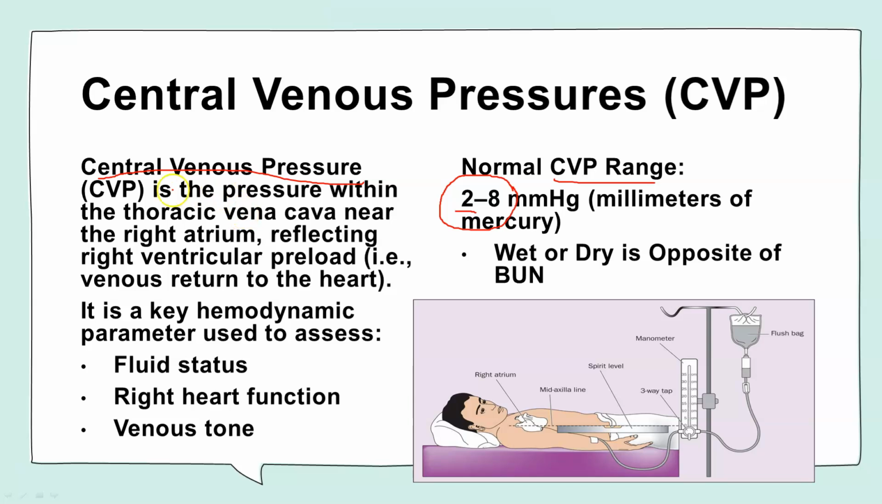Okay. So CVPs, again, they're going to be done mostly in the ICU. They're going to tell us all about the pressures within the thoracic vena cava. It's geared towards pressure specifically in the right atrium, so it's more about preload than anything. And then you see that it's going to help us assess fluid status, right-sided heart function, and venous tone, which is what we'd expect from something with the name of central venous pressures. So sometimes the answer is in the name.